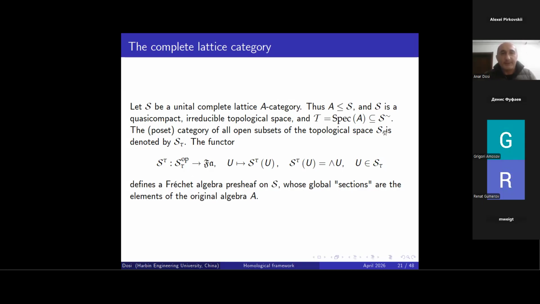And look, we actually define a presheaf, the Fréchet algebra presheaf on S. Right? So again, S, a unital complete lattice A category. Well, I can look at all the open subsets. And look, this is a functor. We come up with the presheaf, the Fréchet algebra presheaf. Well, the so-called global sections are actually the algebra A itself, because the infimum is A, right? The least one is A here. So this is my sort of global sections.